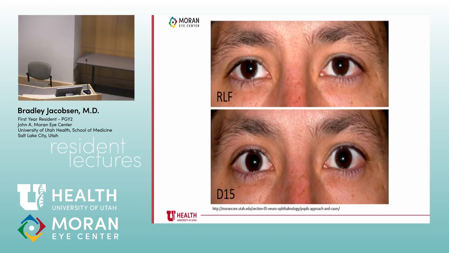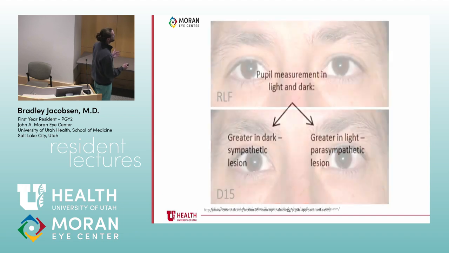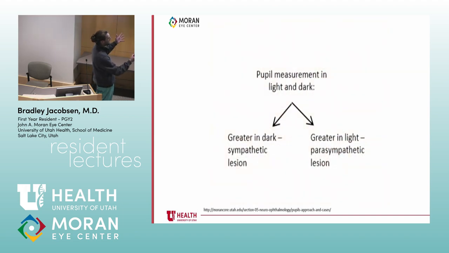I feel like that's really good to remember when you're going through your exam for anisocoria. It's really important to look at the pupils in light and dark, and basically the question you're asking is, where is the difference in pupil size the greatest? Is it in light or dark? Because that's going to send you down two different pathways, which I have here in a super simple diagram. In this gentleman's case, the difference was greater in light, so this is going to be a parasympathetic lesion. And if it's greater in dark, then that's going to be a sympathetic lesion.